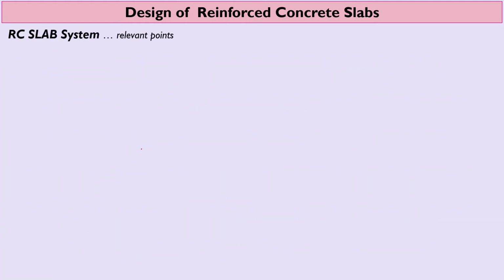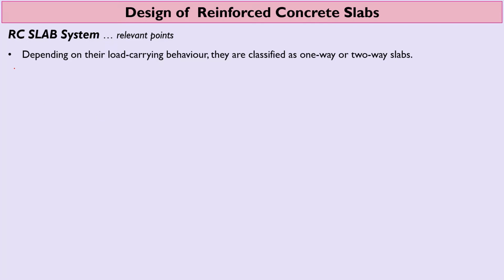Now in continuation, depending upon the load carrying behavior, that is, how the slab is taking load and how various types of moments are acting on the slab, they can be classified in two ways. Number one is the one-way slab, and the second type is the two-way slab. So what is the meaning of a one-way slab, and what is the meaning of a two-way slab, and how are they differentiated? Let us discuss now.